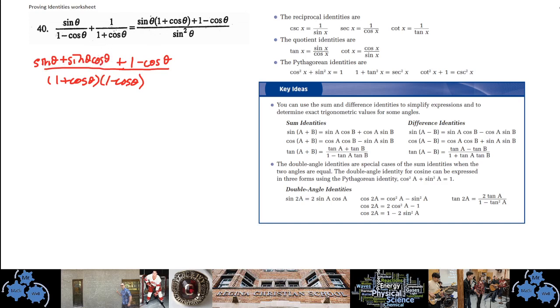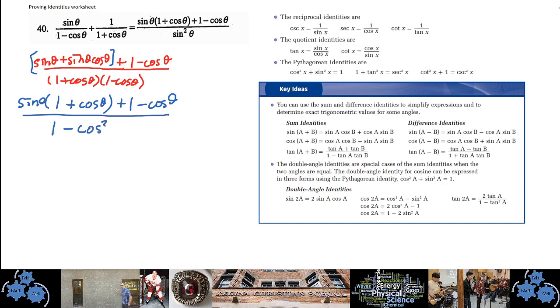So let me just finish this up. I am going to factor these two. I'm going to take a sine out. I'm going to be left with 1 plus cos theta, and I'm going to leave all this alone, plus 1 minus cos theta. And then you see that that's exactly the same as the top on the other side. When you multiply this out, you get a difference of squares of 1 minus cos squared theta, right?